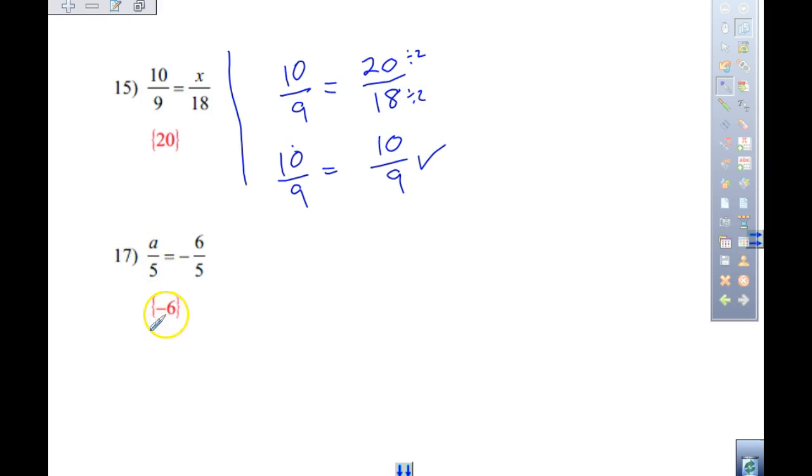Number 17 is, I don't know, kind of more straightforward. Is negative 6 over 5 equal to negative 6 over 5? Yeah, there's nothing really to show. It's the same thing on both sides.